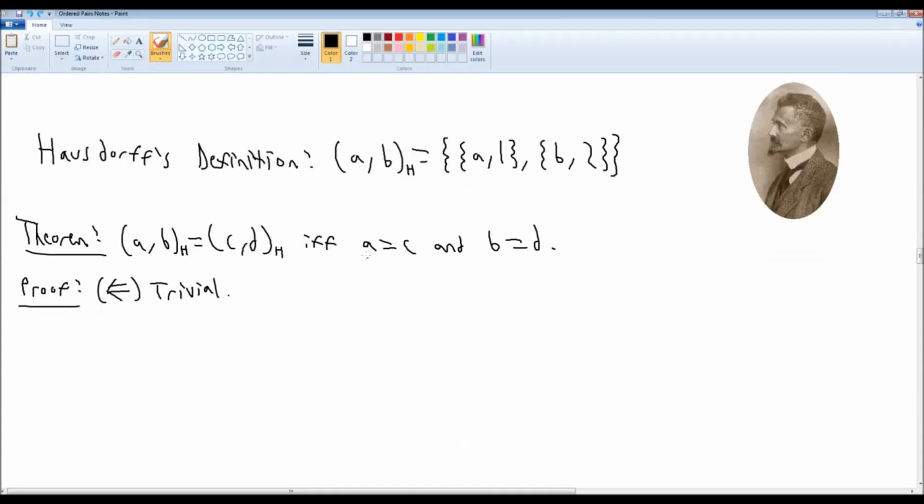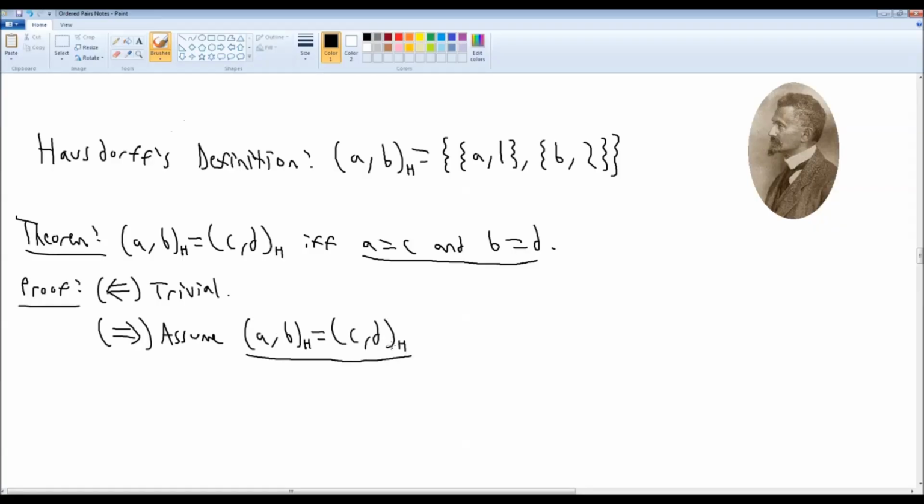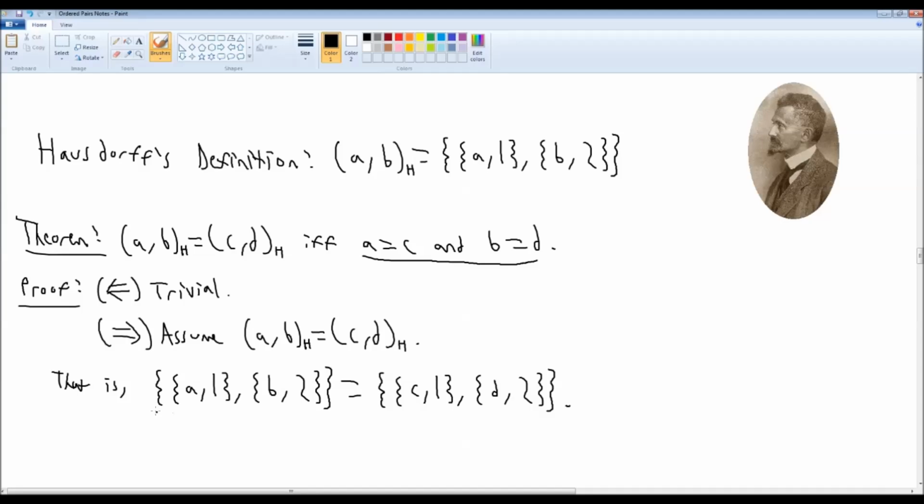I'm using. The backwards direction is trivial because if A equals C and B equals D, then you can just substitute C for A and D for B. And then, of course, this has to be true. So let's prove the forward direction. Assume these two ordered pairs are equal using Hausdorff's definition. In other words, these two sets are equal to each other.